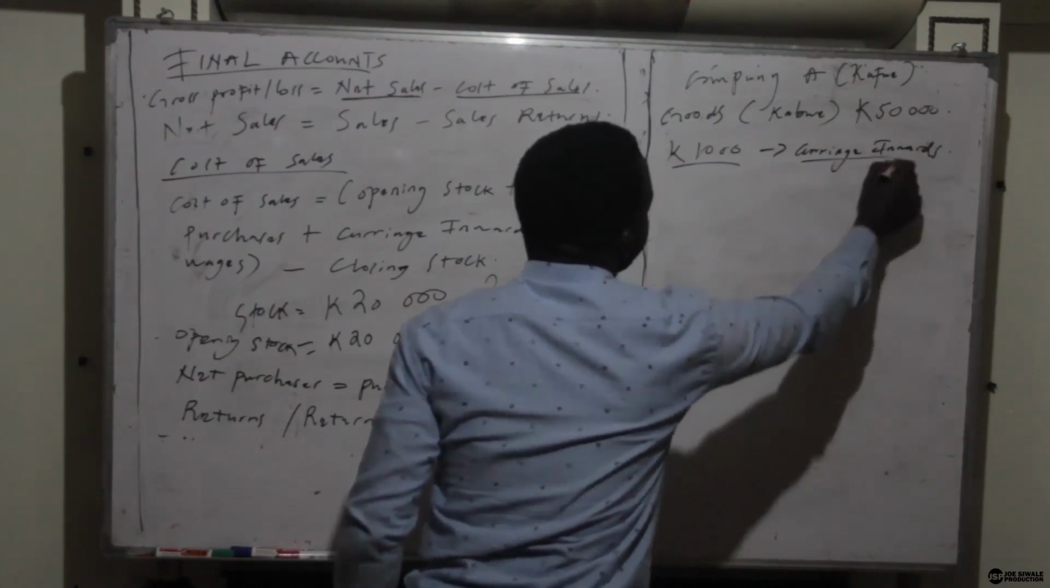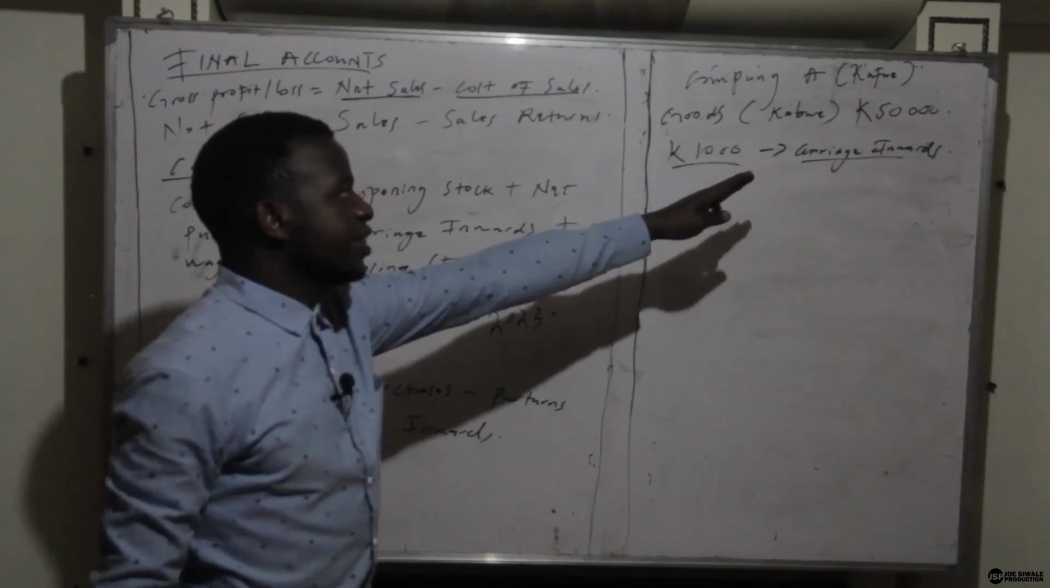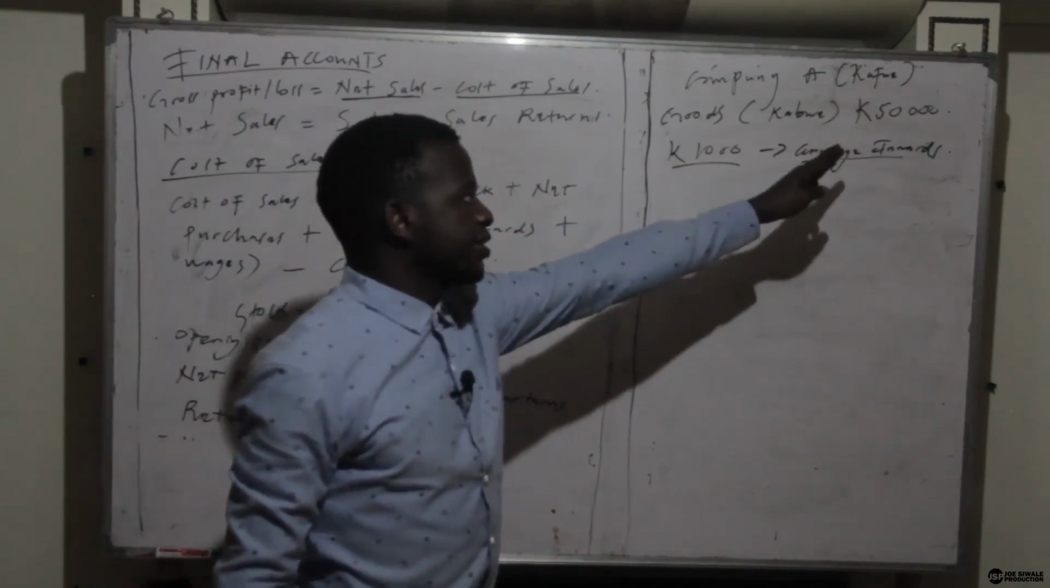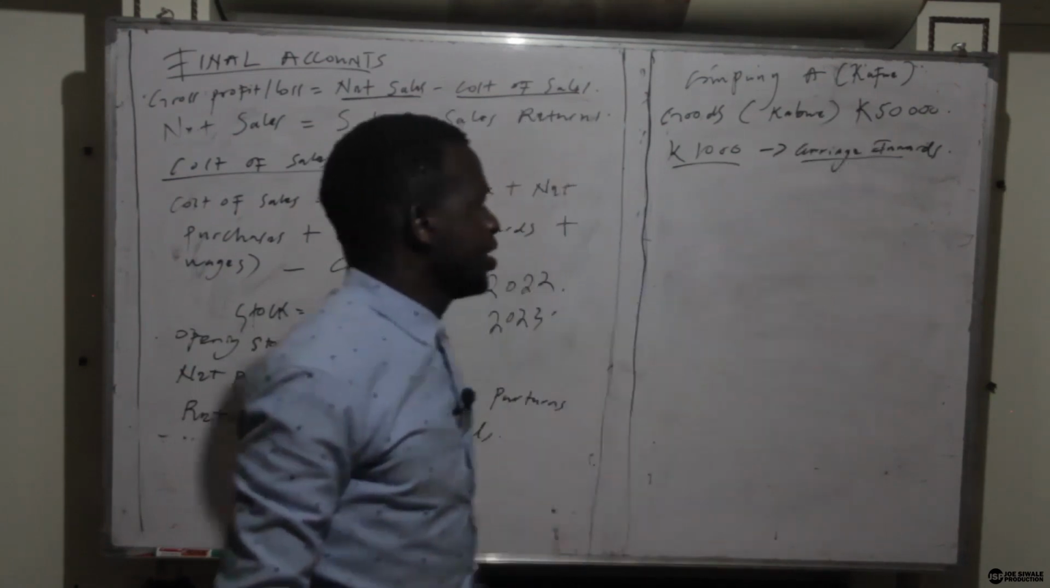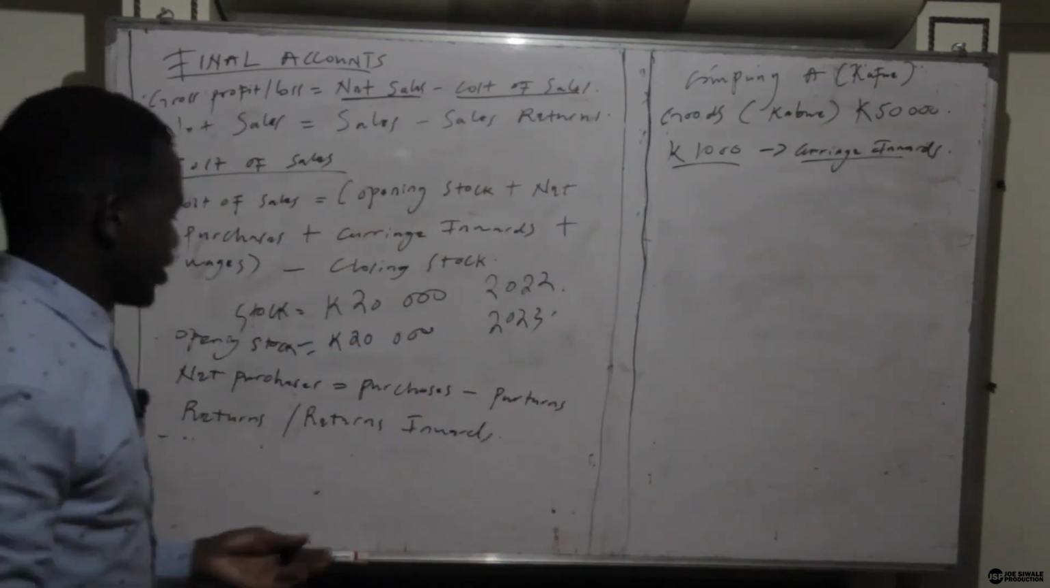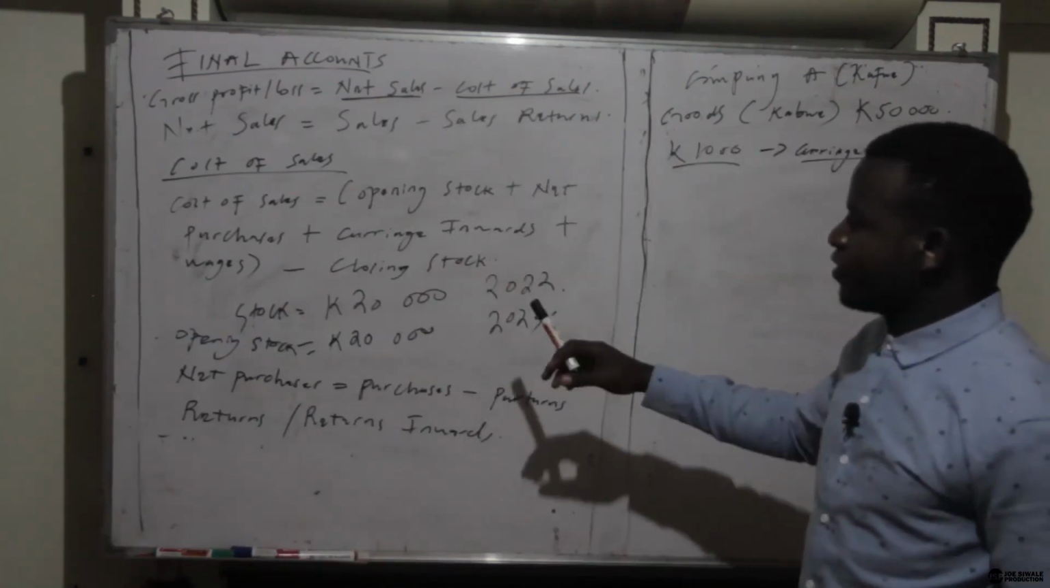And this money is going to be spent by company A in transporting goods worth 50,000. So this 1,000 has to be added to purchases. So that's the term carriage inwards. Let us look at the other term that we have in the formula.